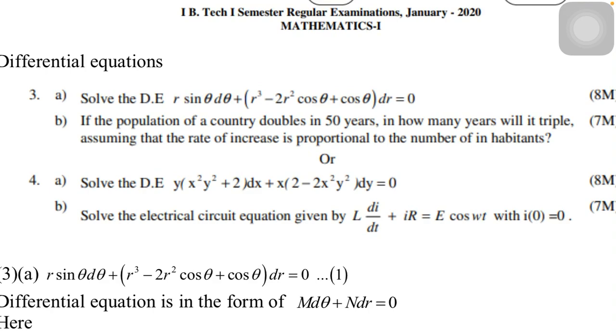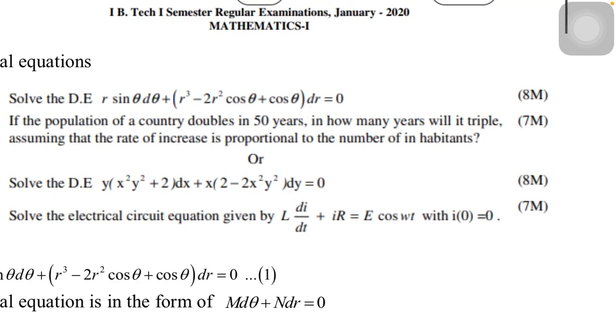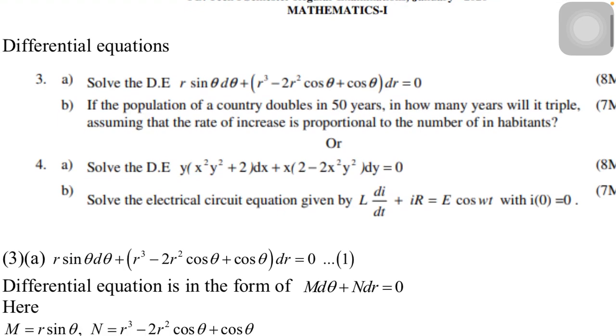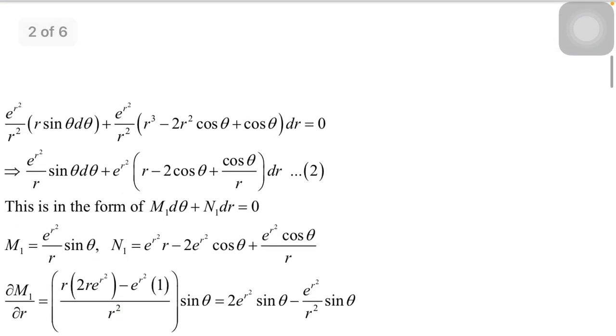In 3b, given that the population of a country doubles in 50 years, in how many years will it triple? Assume that the rate of increase is proportional to the number of inhabitants. So the statement shows it is the natural law of growth.